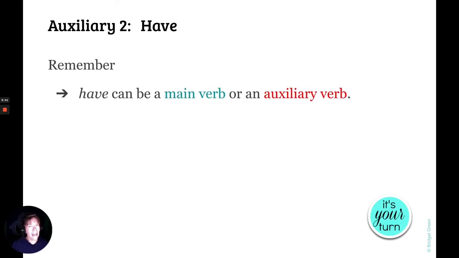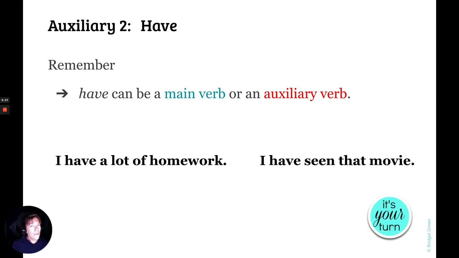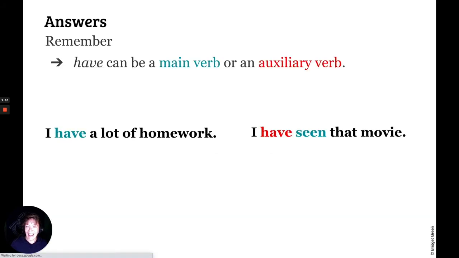Right, now the auxiliary have. Remember we said it can be a main verb or an auxiliary verb. Can you tell which is which? Which one is the main and which one is the auxiliary verb? Okay, here's the answer. There we go. There's a main verb and there's the auxiliary verb.